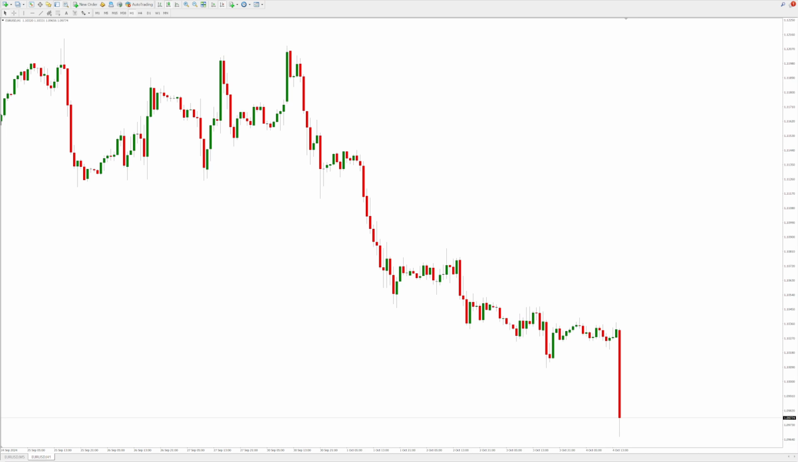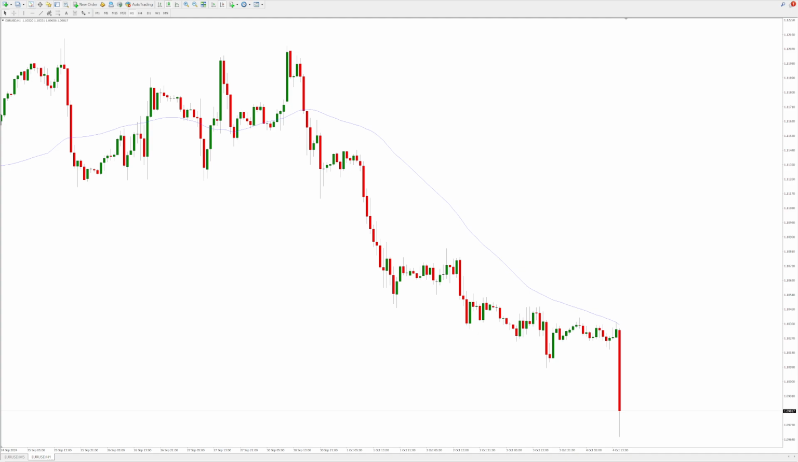Hello traders, in this video we're going to be looking at the death cross. This is when a 50 moving average crosses below a 200 moving average, signifying a downwards movement in the market. First of all, we're going to add the 50 period moving average to the chart.